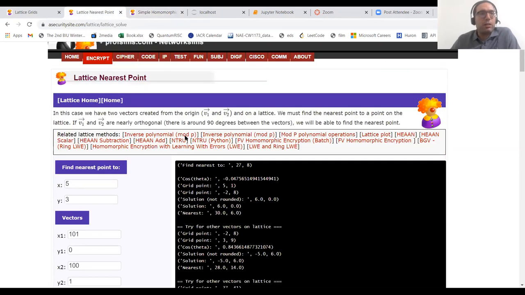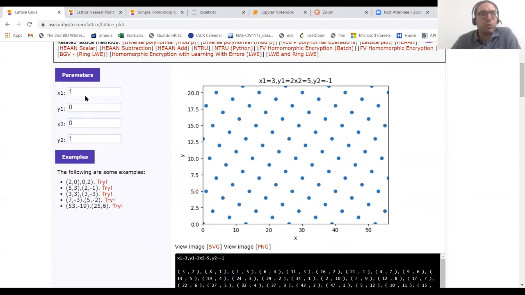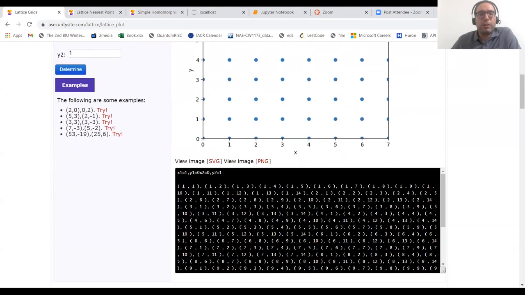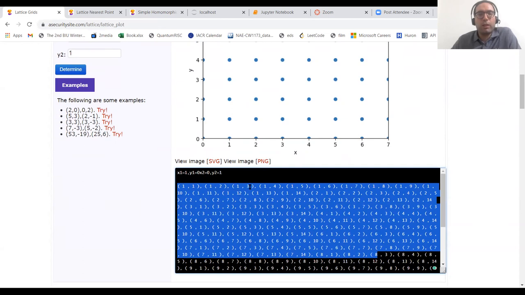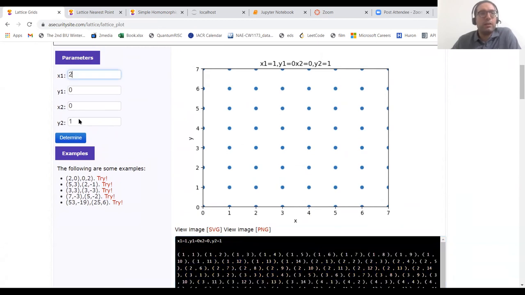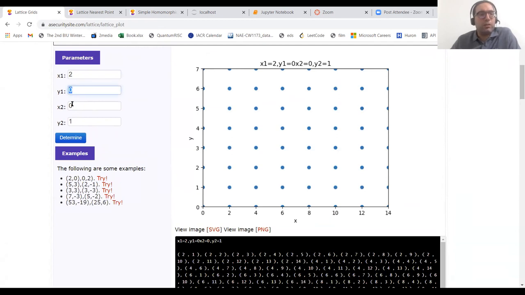Another interesting thing here is different lattices. You can define different bases over this website and see different points over your lattice. For example, the simple lattice is when you have 10 and 01 as B1 and B2. You see these points are placed on your lattice: 1 and 1, 1 and 2, 1 and 3, and so on. These points show your lattice. You can change it and see different lattices with different bases. So yeah, it's very interesting.